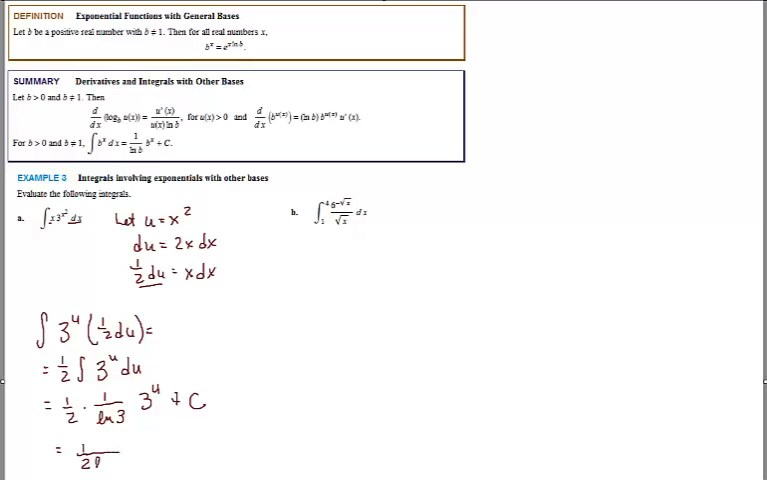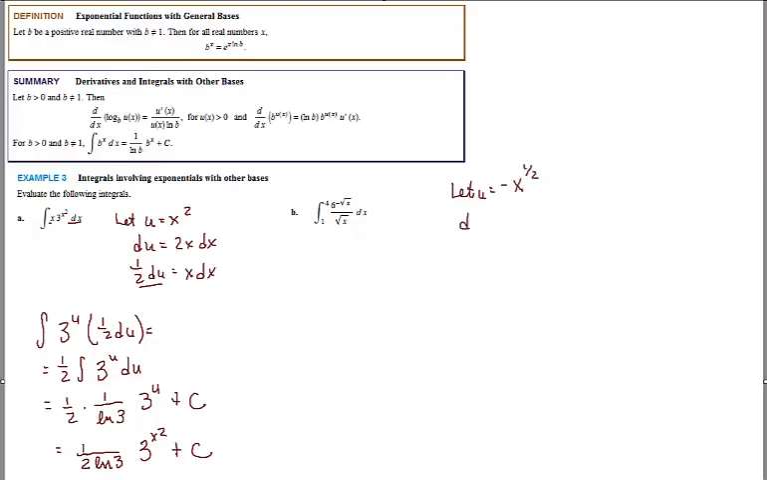I'll just write 2 natural log 3, probably look a little better, times 3 to the x squared plus c. Alright, I'm going to use substitution on this next one again, and I am going to let u equal negative x to the 1/2.